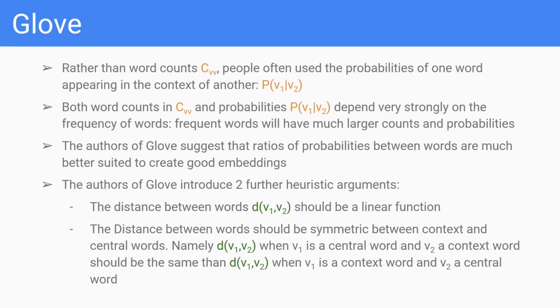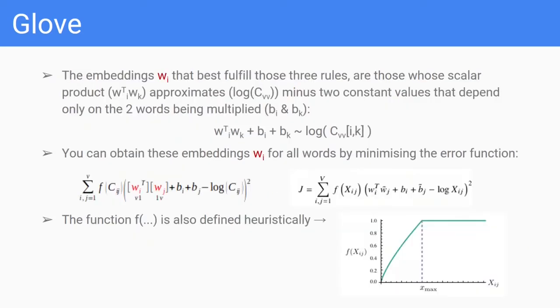The next step in their argument was, let me remember, that the distances should be symmetric. So the distance from dog to bark, when dog is the central word, should be the same as the distance from bark to dog when bark is the central word. And if you apply those three steps, if you introduce those three restrictions, you end up with finally a manageable equation that you want to approximate.